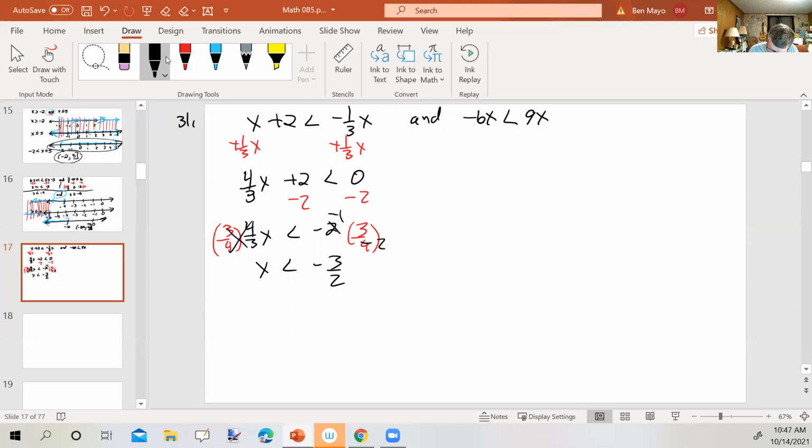Okay. And then here, I'm going to subtract 9x from both sides. So I get -15x less than 0. Then I'll divide both sides by -15. Do you remember what you do if you multiply or divide both sides of an inequality by a negative number? You change the direction of the inequality symbol. Okay. Again, when you multiply or divide, and only when you multiply or divide both sides of an inequality by a negative number, you change the direction of all the inequality symbols. Okay, so I've got this and this.